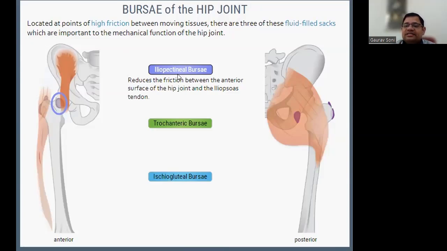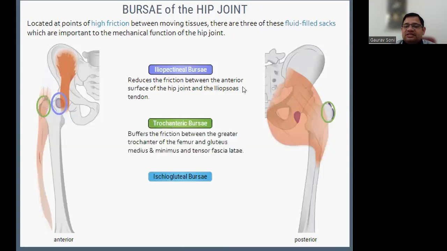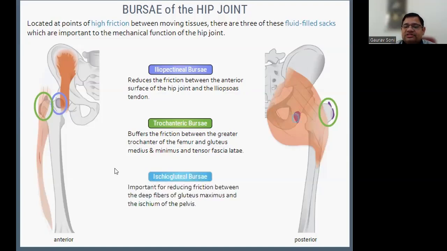That is the iliopectineal. Then the trochanteric bursa. It buffers the friction between the greater trochanter of the femur and the gluteus medius, gluteus minimus and TFL, that is tensor fascia lata. The muscles have already been described in one of the previous lectures. You can see the muscles of the hip and thigh and revise them. Then the ischiogluteal bursa, important for reducing the friction between the deep fibers of gluteus maximus and the ischium of the pelvis.